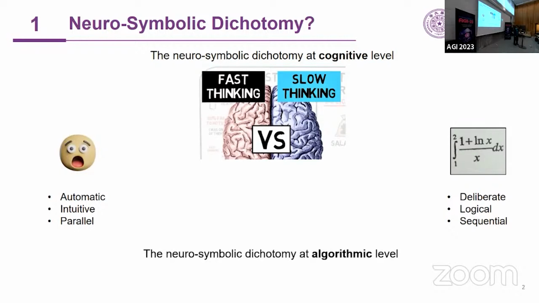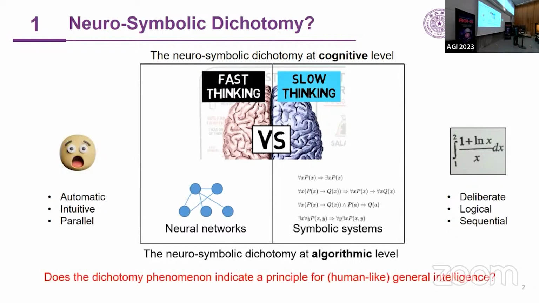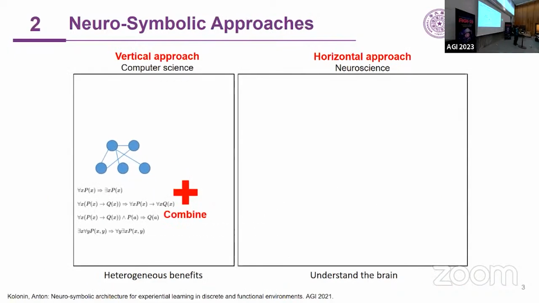Interestingly, at the algorithmic level, the dichotomy phenomenon remains the same. As for AI technology, we have neural networks that have similar properties to fast thinking and symbolic systems as slow thinking. So the question is, does the dichotomy phenomenon indicate a principle for building or understanding general intelligence? To investigate this problem, we have two approaches.